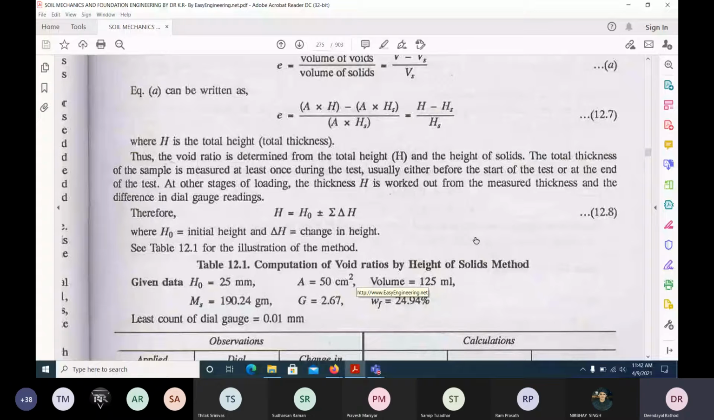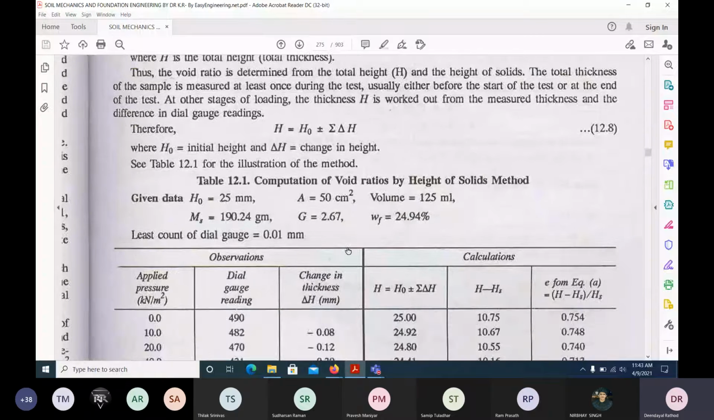Generally you may say that because of load the soil height is reduced, but it's not the case that it will always reduce. When you measure the dial gauge reading, the soil may also swell. Because of the water, it is in a fully saturated condition, so the soil can swell a little too. That's why we are writing H naught plus or minus the change in height.